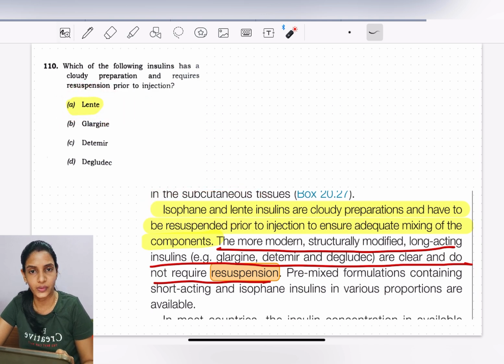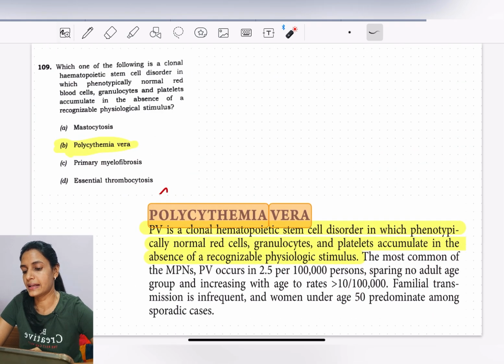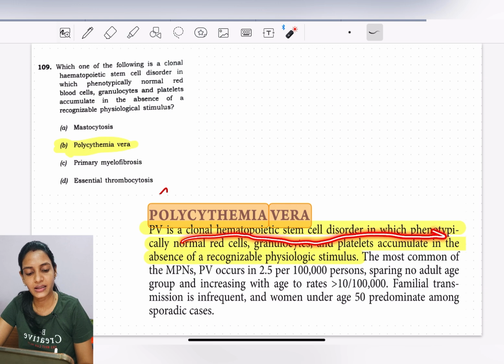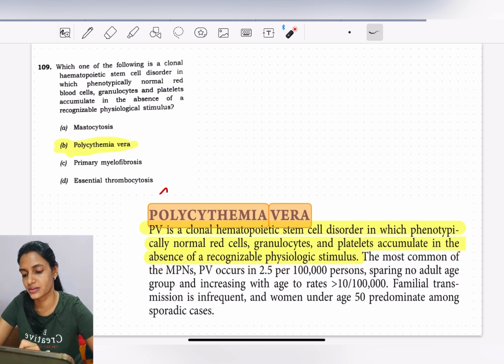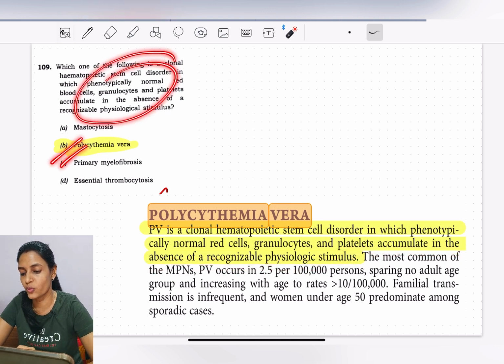These are cloudy preparations. Next question they are talking about polycythemia vera. Now polycythemia vera is a clonal hematopoietic stem cell disorder in which phenotypically normal red cells, granulocytes and platelets accumulate in the absence of recognizable physiological stimulus. So answer for this is polycythemia vera.